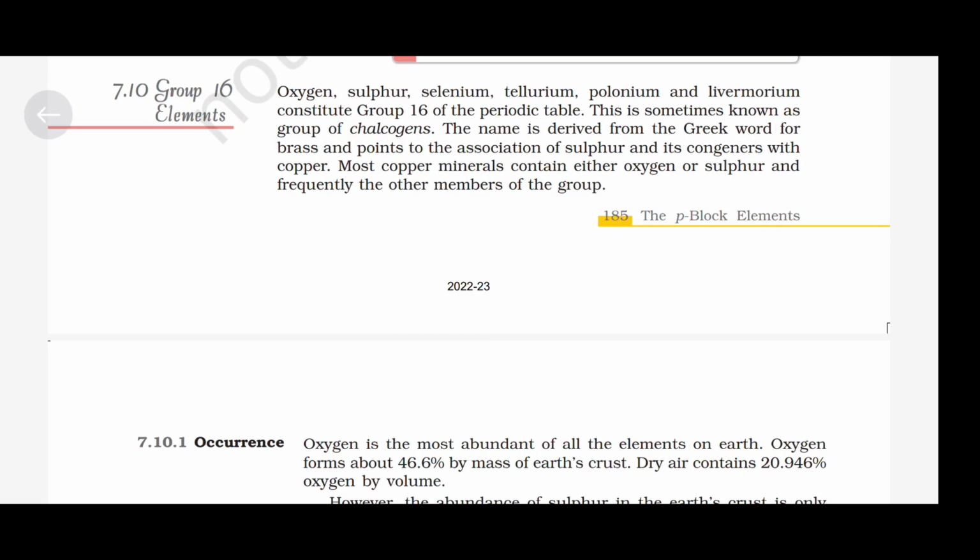Let's continue. This is sometimes known as the group of chalcogens. The name is derived from the Greek word for brass and points to the association of sulfur and its congeners with copper. Most copper minerals contain either oxygen or sulfur and frequently the other members of the group.